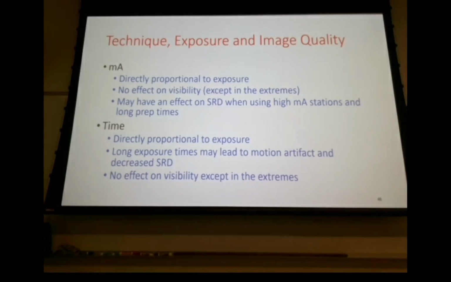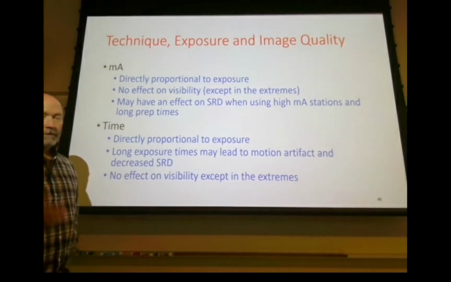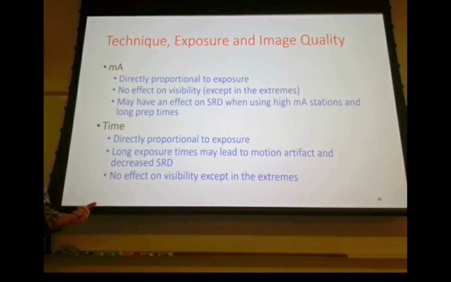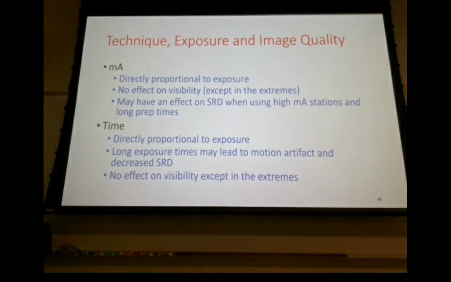So then we have mA and time altogether for mass. Some of this is going to read the same. In both cases, what we have is direct proportionality. It's direct in every way. So each one of those components is direct as far as image receptor exposure goes. So if you double either your mA or your time, then your image receptor exposure and your patient exposure is going to exactly double, provided your machine's shooting right.